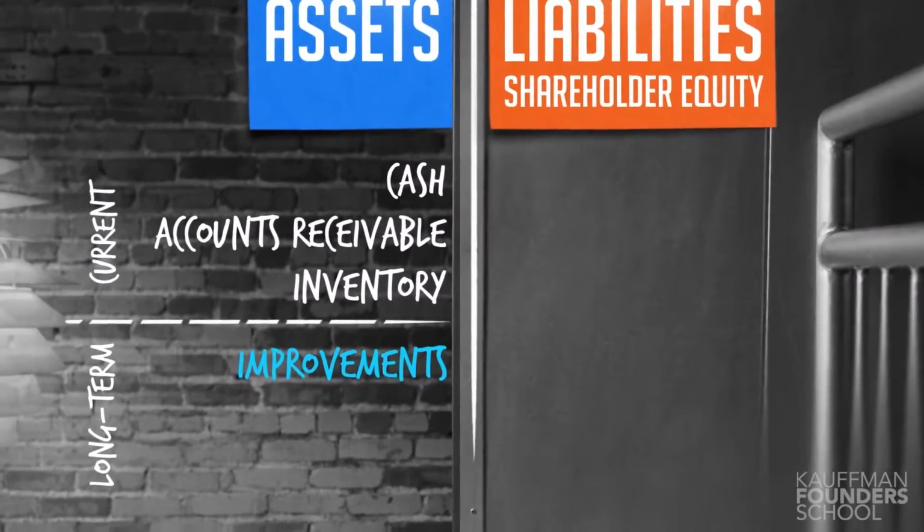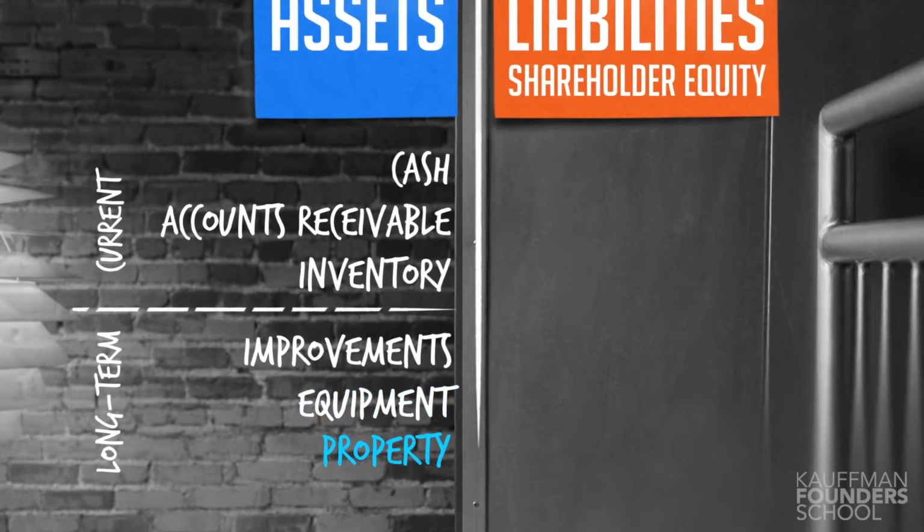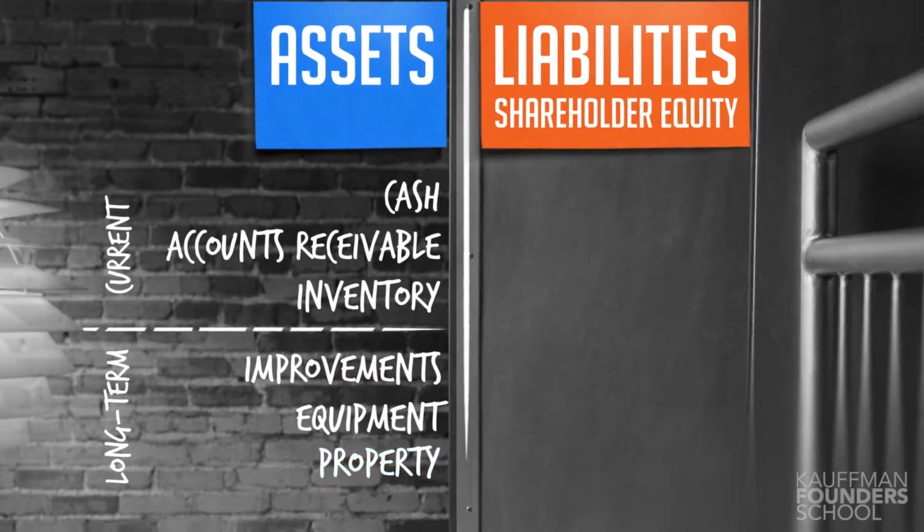You also have long-term assets. Your long-term assets include things like improvements on your building, equipment or servers you've bought. You might even own some property. Put it all together, and those are the assets of your company.